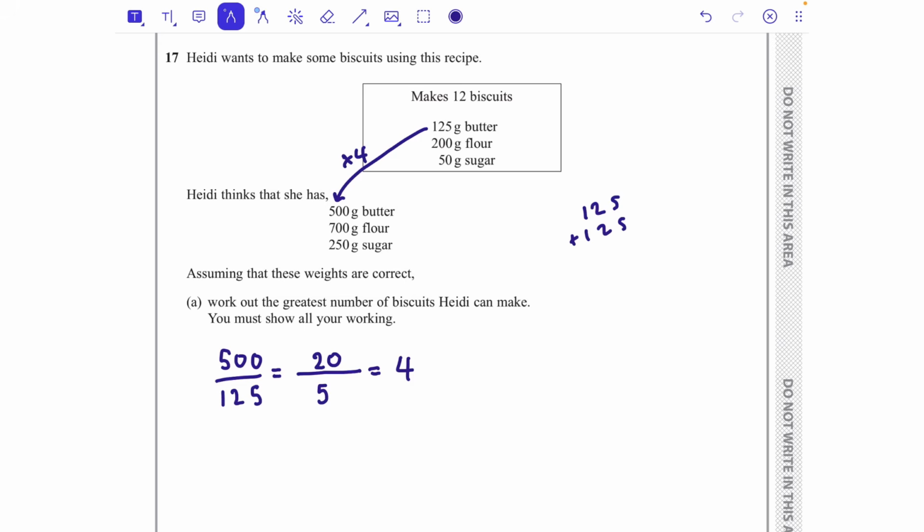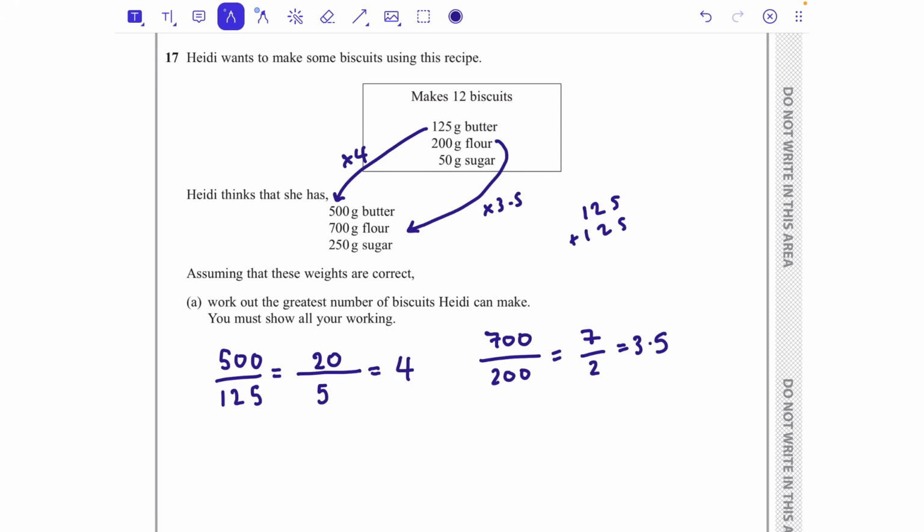Now let's look at the flour. The flour goes from 200 grams to 700. So let's do 700 divided by 200. Now that's the same as 7 divided by 2, if we simplify that fraction, dividing by 100 on the top and the bottom, and that is 3.5. So she's only got enough flour to do 3.5 times of this recipe.